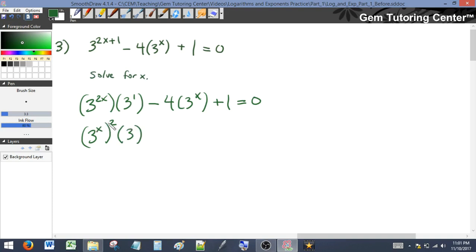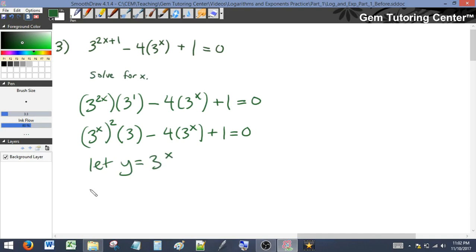It's a 3. But see what we did here. This is 3 to the x to the 2. So it's 3 to the 2x. It's not 3 to the x squared. It's 3 to the 2x because the 2 gets multiplied with the x. Minus 4 times 3 to the x plus 1 equals 0. So let's let y equal 3 to the x.